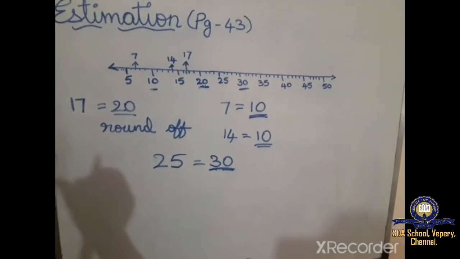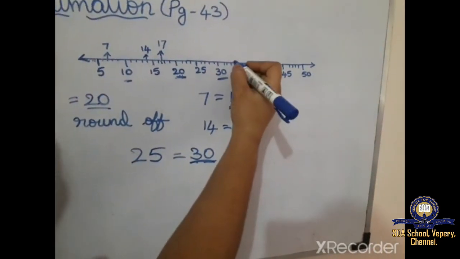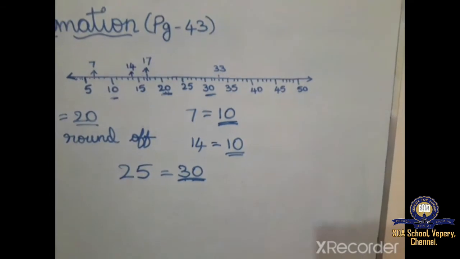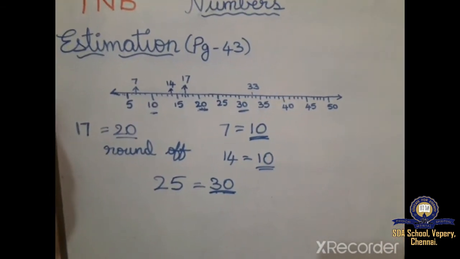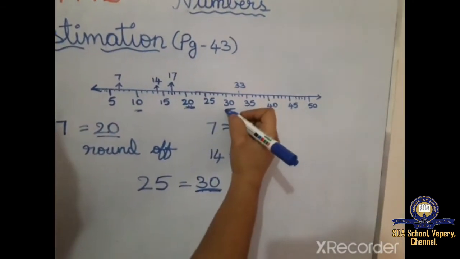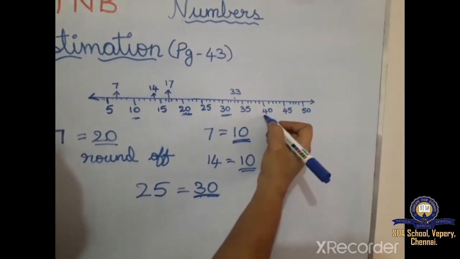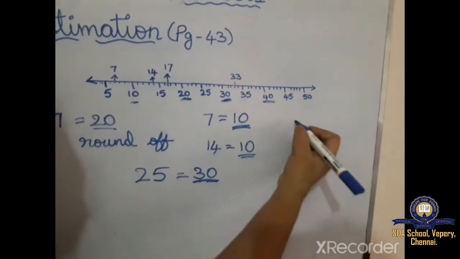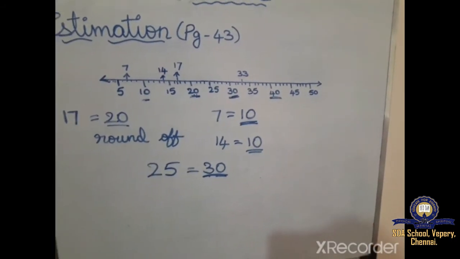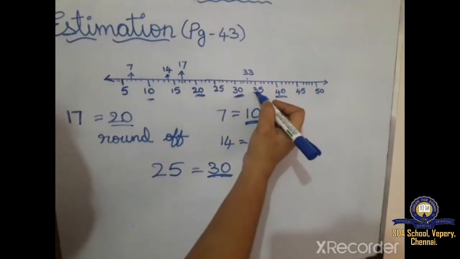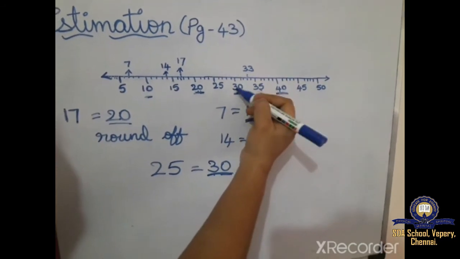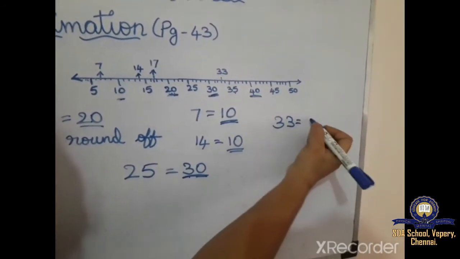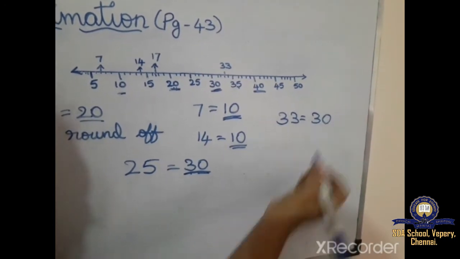Now shall we do one more thing? 33. What is the 33 is in between 30 and 40. So it is less than 35. So which number will come now for 33? 30. Understood?